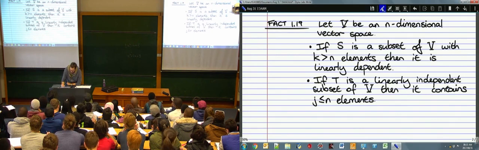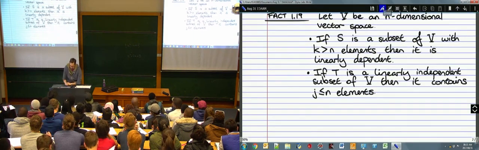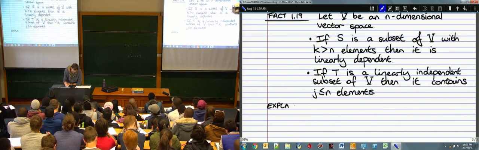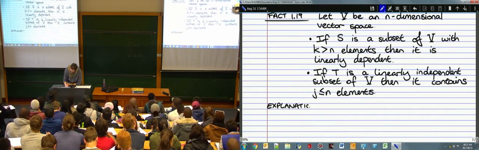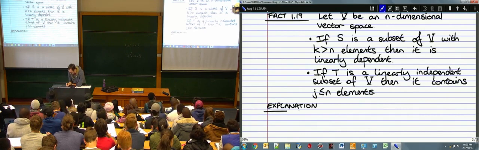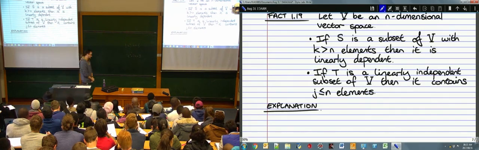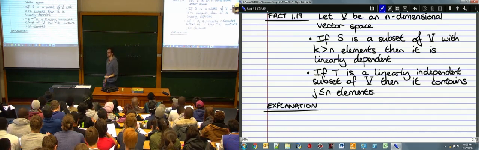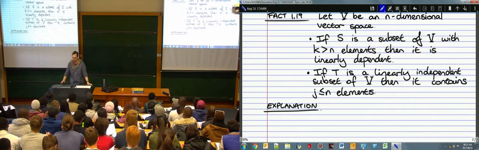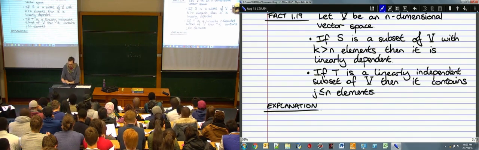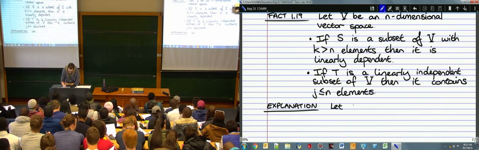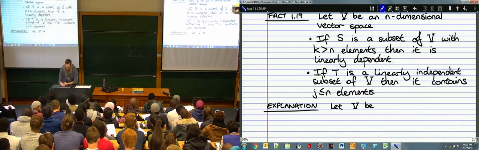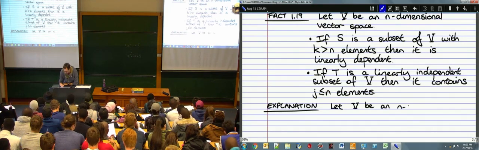And like I said, these two statements are completely equivalent, so I'm going to explain the second one. We're going to show that if a set is linearly independent, then it must have fewer elements, or maybe an equal number of elements as the dimension. So we do the following. Let V be an n-dimensional vector space.